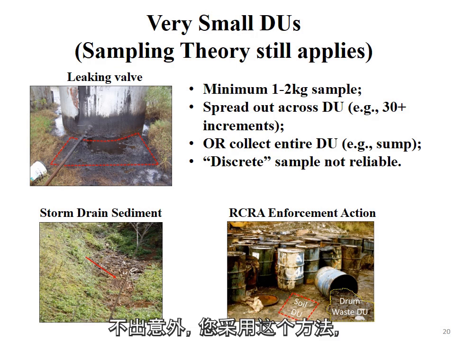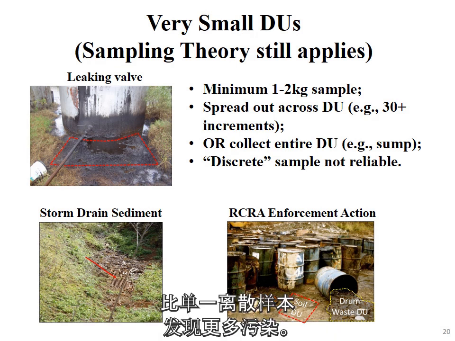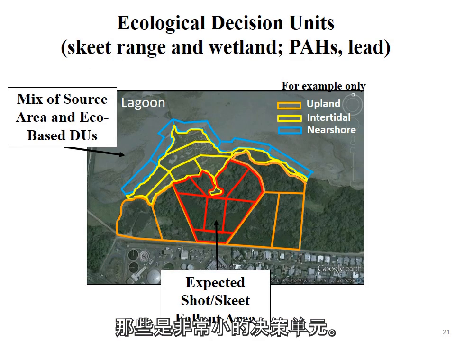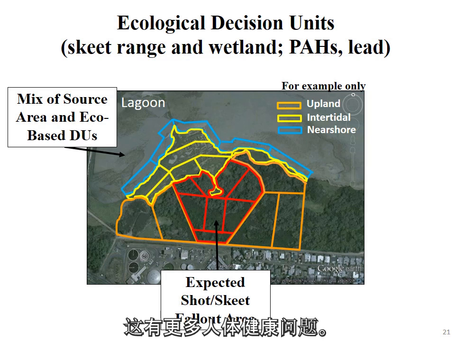And not surprisingly, when you do this approach, you'll find a lot more contamination than you would with just single discrete samples. Those are very small DUs. There's more human health issues. Let's look at ecological decision units.